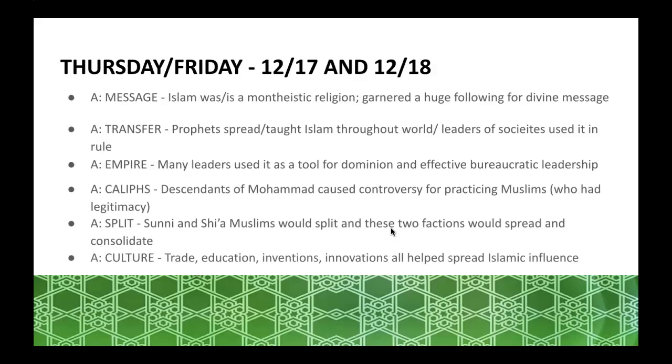And then, of course, from a cultural standpoint, we can't overlook the importance of trade, education, inventions, and innovations. All these things helped to spread Islamic influence and culture not only throughout the Middle East, but also throughout the entire rest of the world. So, in a sense, these types of things help spread the influence and the culture of Islam. Let's go ahead to the next part of our warm-up.